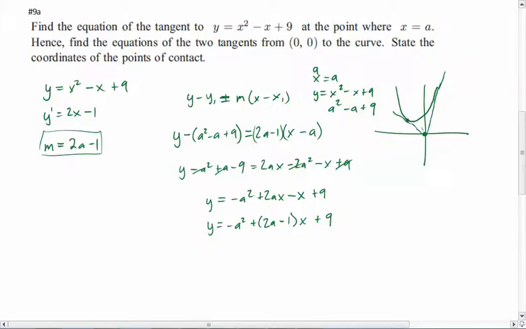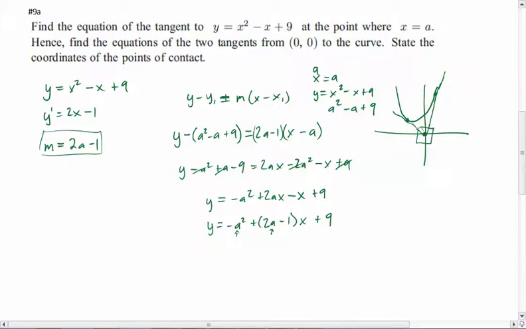It's asking for these 2 points, right? State the coordinates of the points of contact. So find the equations of the two tangents from 0, 0 to the curve. Alright, so these are what we're finding. Now, we've already got an equation. A is actually what we're looking for. And so what's been given to us is x and y.